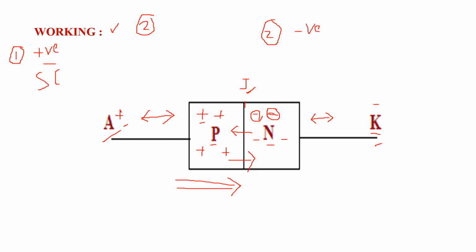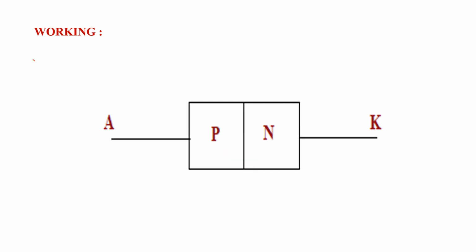Negative voltage between anode and cathode. That is nothing but, in the second case, we are going to apply the negative voltage between anode and cathode. That is, anode is negative and cathode is positive. Again, the same thing: anode is connected to the P material, the P layer having holes as the majority charge carriers. Similarly, here the cathode is connected to the N layer having electrons as the majority charge carriers.